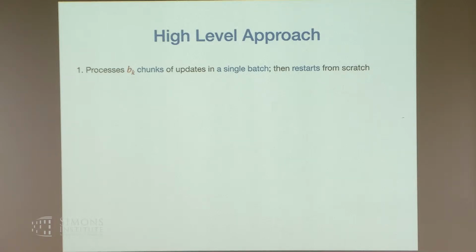The high-level approach is like this. We had these chunks of updates. Now we are going to also pack a bunch of chunks together and call them a batch. The algorithm processes batches of chunks, and then restarts, forgets everything it knows, and restarts from the beginning. So at the beginning of processing this batch, there is some graph G of old. This is the graph that up until now you have created.